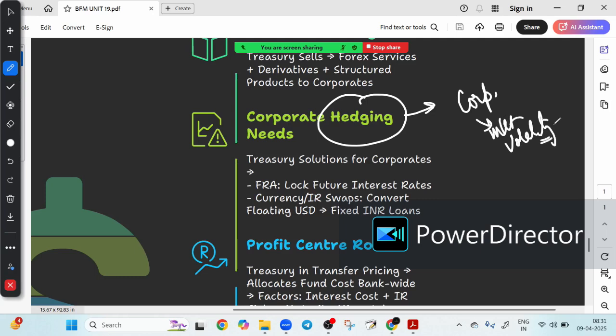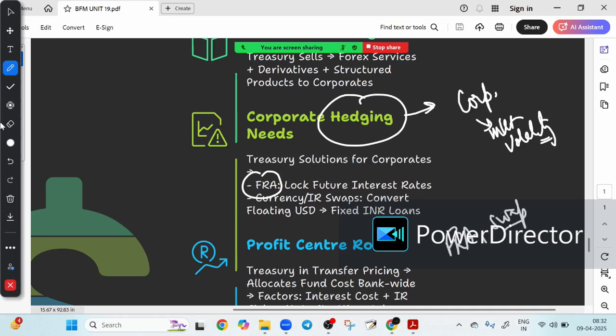If you need to lock in an interest rate, then use FRA. FRA, you know, forward rate agreement. We have already talked about it. If you want to manage currency exposure, go for a swap or go for options. It's all about converting uncertainty into clarity, right? That is called corporate hedging needs. The tools I told you are the forward rate agreement, swaps, and options.